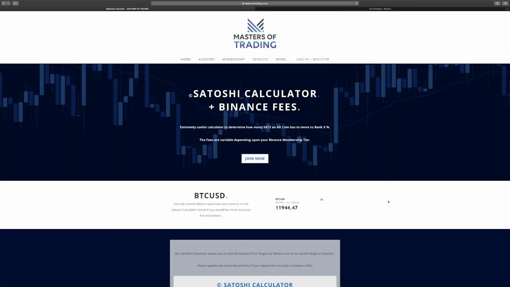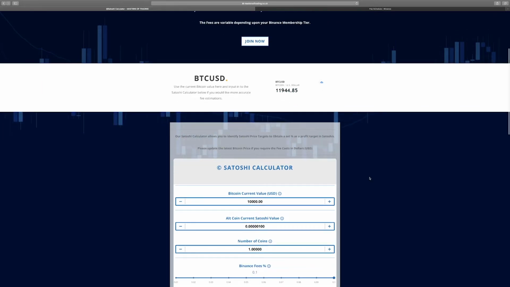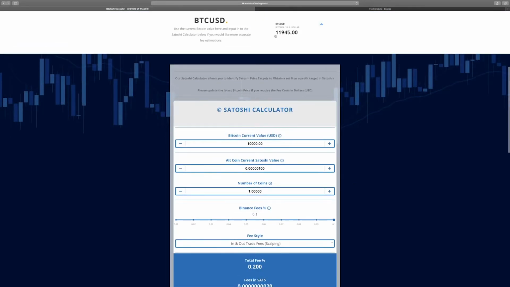So back over to Masters of Trading. Here we go. Bitcoin US dollar, use the current Bitcoin value. This is the Bitcoin value supplied by TradingView, and the data feed is actually a price from Coinbase. To use the calculator, we go down to the calculator and put in our current price of Bitcoin. So 11,945, we'll call it 11,945. I'll call it 12.